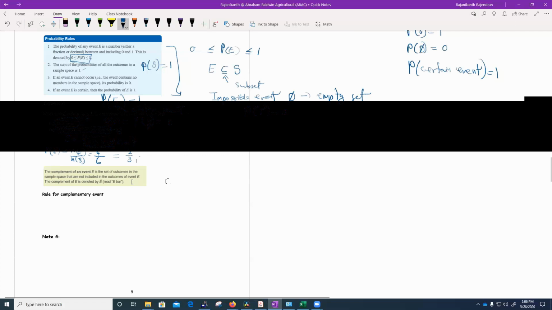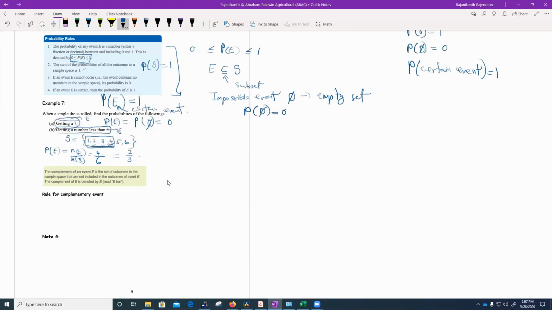Let's look at the next definition. The complement of any event E is the set of outcomes in the sample space that are not in your event E. So basically, for the complement of an event, you are collecting all the outcomes which are not in that event E but are in my sample space. That is denoted by E bar. So we read it as E bar. E bar is nothing but the complement event of any event E.